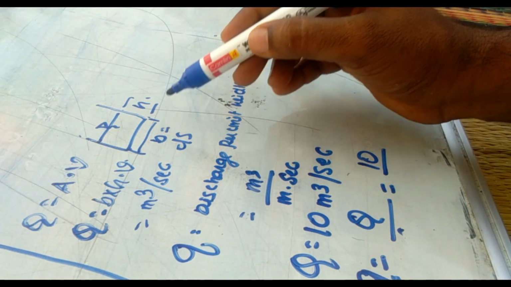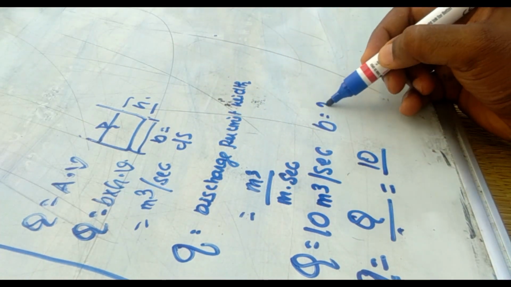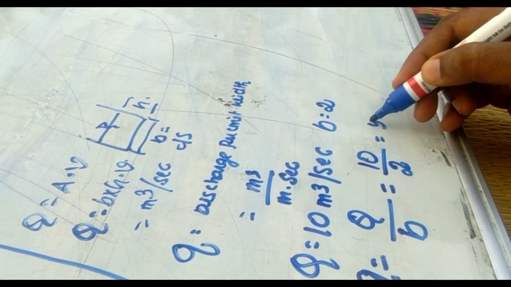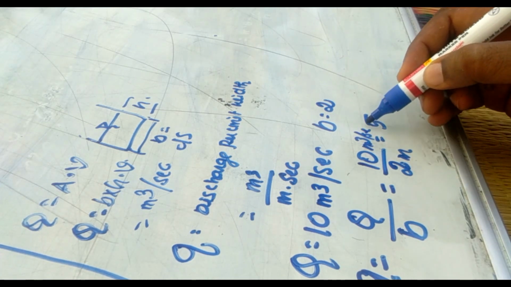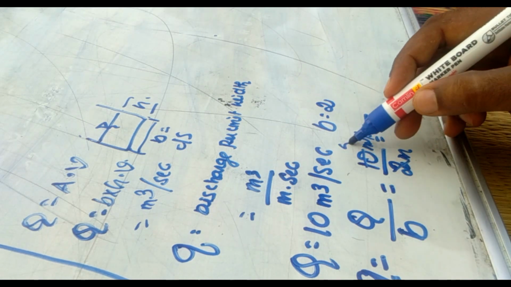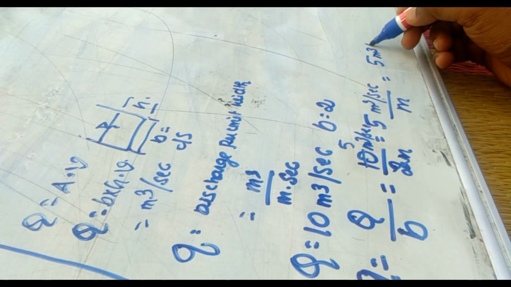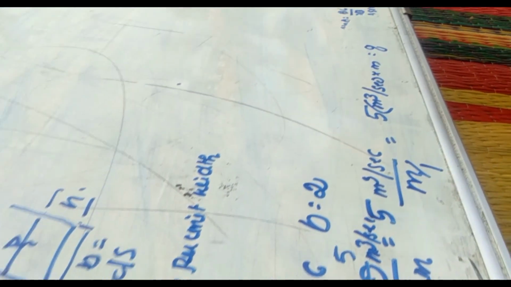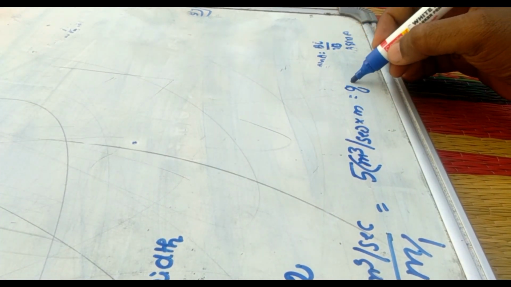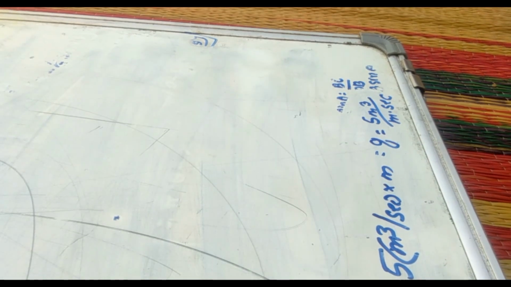Generally, how much can we take for b? We can take 2 meter, so b is equal to 2 meter. Then q is 10 divided by 2, which is 5 meter cube. Here b is in meter and discharge is meter cube per second, so it means 5 meter cube per second per meter, that is 5 meter cube per meter per second.